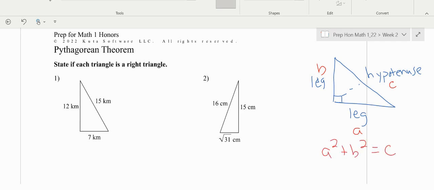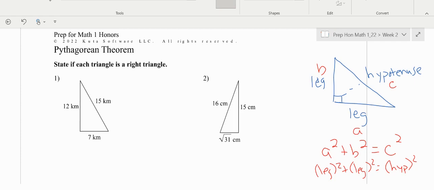So the relationship between the two legs and the hypotenuse is, if I take one leg squared plus the other leg squared, it would equal the hypotenuse squared. When we classify, basically if this relationship holds true, that means that this is a right triangle. If it does not hold true, then it is not a right triangle. And then later we're going to look at how to use this relationship to solve for sides of a right triangle. So the first one is saying state if this is a right triangle.